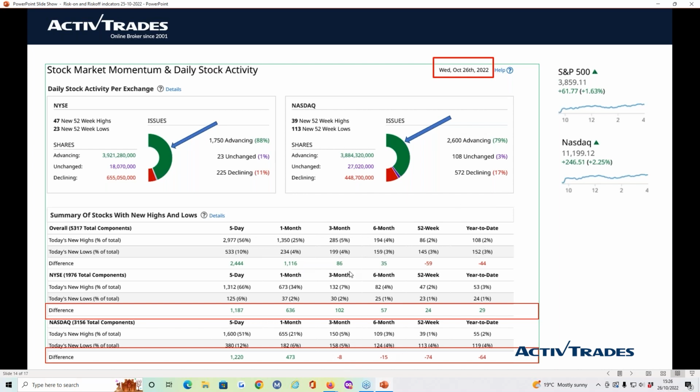Still though, in the NASDAQ, on the 3-month, 6-month, 52-week and year-to-date timeframes, there were still stocks posting fresh period lows. So it still wasn't one-way traffic, but the bias in the market, if you will, definitely favoured the buy side, and therefore the risk on side of the market.